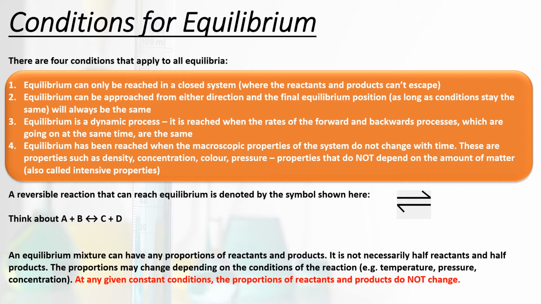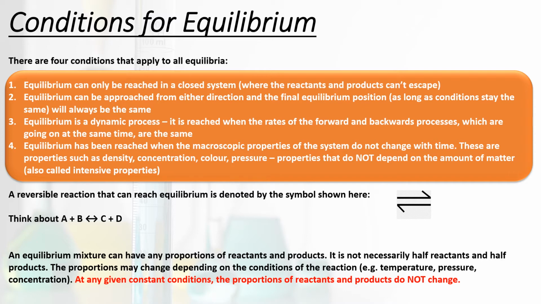So the proportion that we have of reactants and products, or the proportion of liquid water and water vapour, will be the same if we have the same conditions. It doesn't matter whether I start with the liquid water or whether I start with the water vapour. It doesn't matter which way I approach this equilibrium reaction from. The final proportions of reactants and products, the final equilibrium position, will be the same.